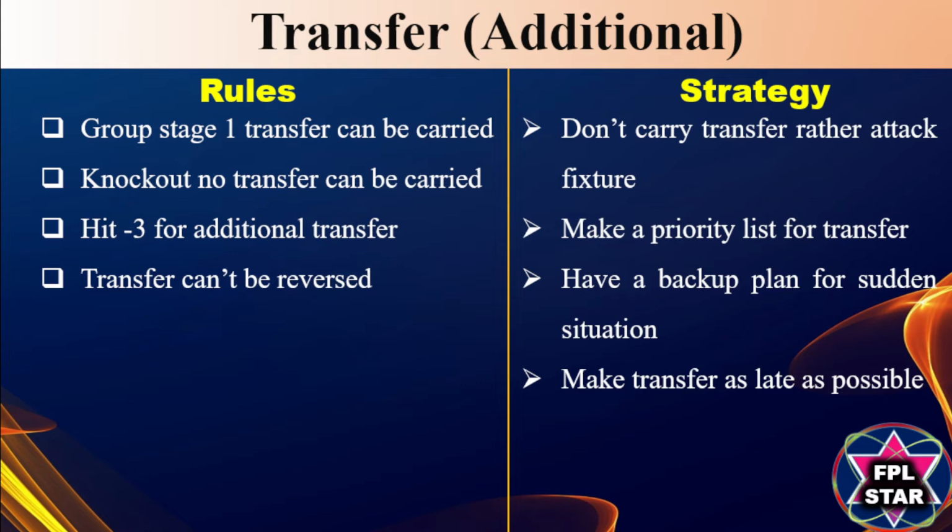Now move on to the next one, and it's some additional transfer rules. In group stage 1 transfer can be carried. If you have 2 transfers in group stage, but if you used 1 transfer only, then 1 transfer will be carried. But in knockout stage you have to use all your transfers and no transfer can be carried, they are burned. And if you go for an additional transfer, then 3 points will be deducted from your team, and if you make a transfer then it cannot be reversed, so be careful about it.